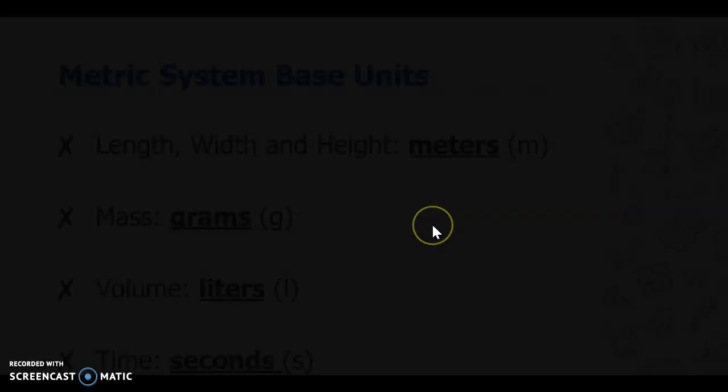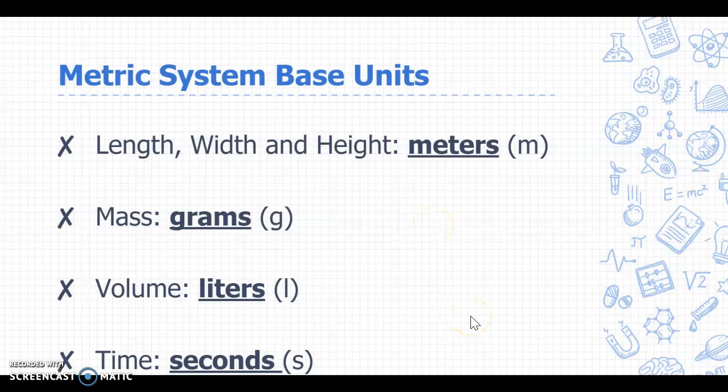Alright, so I think that we left off on base units, and I just wanted to go back to this briefly. The base units for height or width or length are meters, and the shorthand would be a lowercase m. And then for mass, it would be grams with a G, volume, liters, L. This would be how you would measure liquids. Mass would be how much something weighs, even though mass is a little bit different than weight. And time in seconds for S.